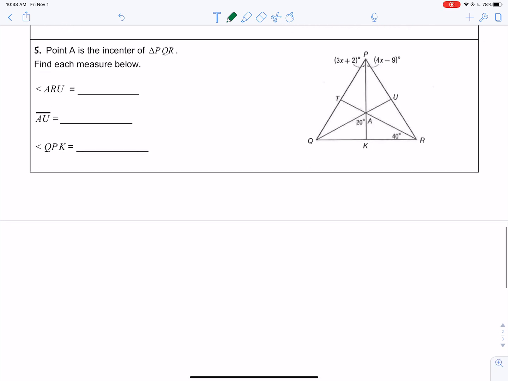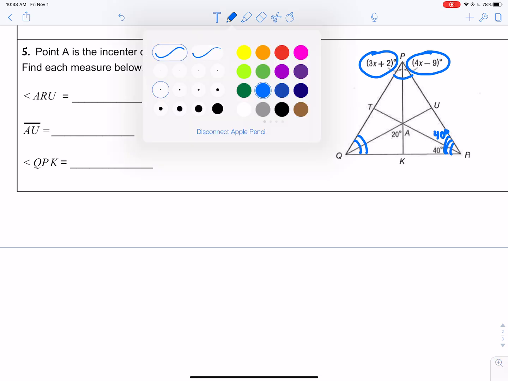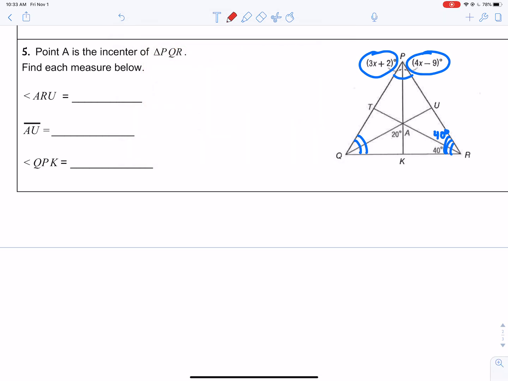For number 5, it says point A is the incenter of triangle PQR. Find each measure below. All right, so for an incenter, we know that these angles are bisected. If they're bisected, then we know that this one's also 40 degrees, and we know that these two would be equal to one another, and that's going to help us figure some things out. So angle ARU, let's see where that is. Angle ARU. So we've already labeled that was just 40 degrees because the one beside it, KRA, is also 40 degrees.